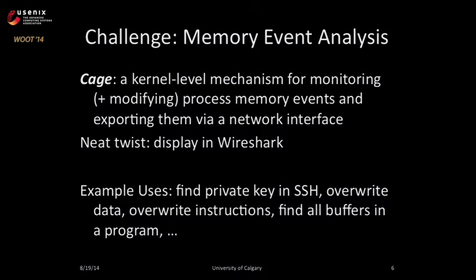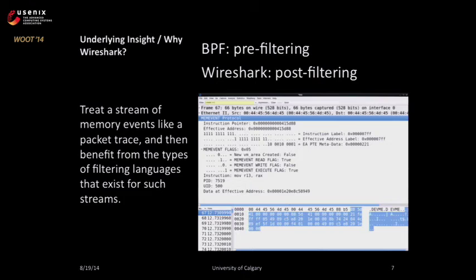As Julian said at the beginning, the neat little twist here is that you can just fire up Wireshark and dump the memory activity of a program as it's executing, or save the captures for offline analysis later on. There's a cornucopia of ways to examine this information. A few we've done already: finding a private key in an SSH client address space, overwriting data or instructions to modify whatever the program is doing, and finding all the buffers in a program. I think what we've built is a pretty interesting microscope, and you can do many different sorts of things with it.